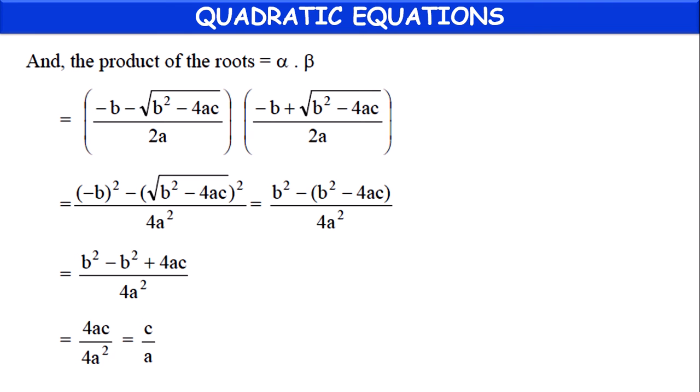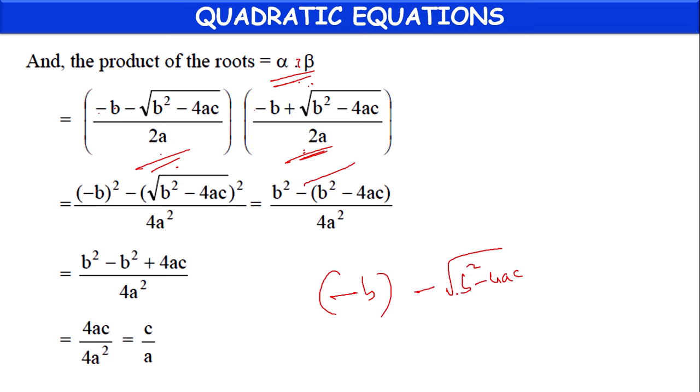Suppose if you want to find product of roots, so let's multiply alpha and beta. Let's keep alpha value in brackets. Let's keep beta value in brackets. If we multiply them, so minus b into minus b, or it is in the form of minus b minus root of b square minus 4ac.